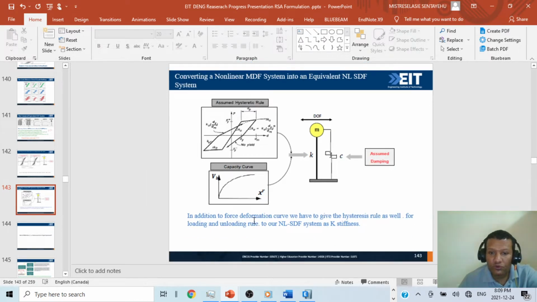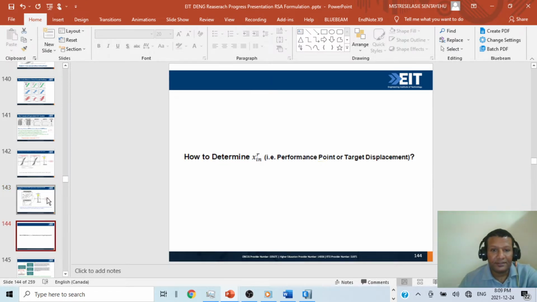So in addition to the force deformation curve, we have to give the hysteresis rule as well, for the loading and unloading rule, to our nonlinear single degree of freedom system as a stiffness. Okay. How to determine performance point or target displacement? As I showed you, what kind of load pattern, and what kind of performance point and target displacement. How to get it, because once we know that target displacement, then we know the capacity of our building.